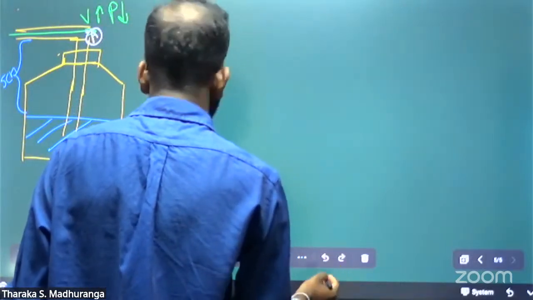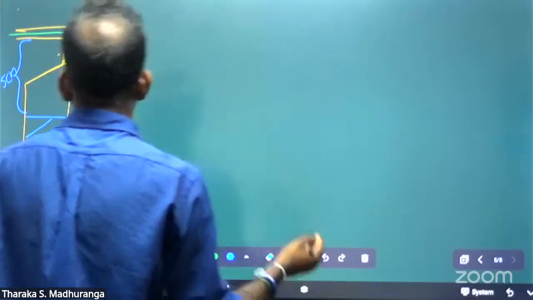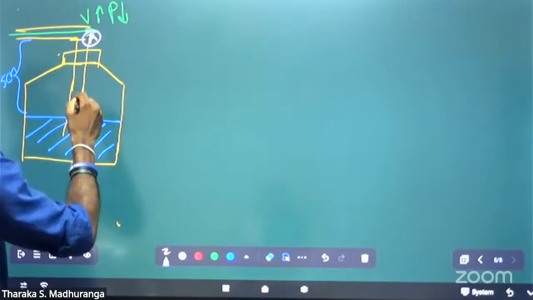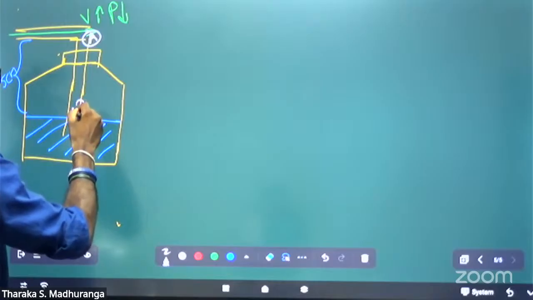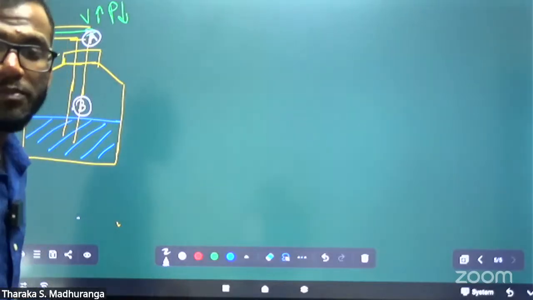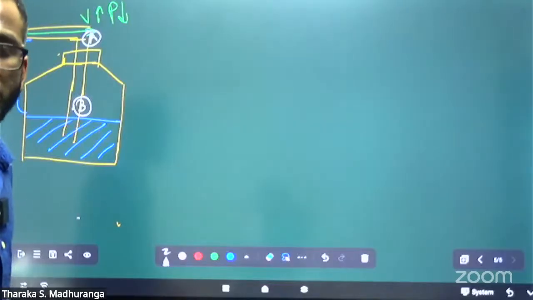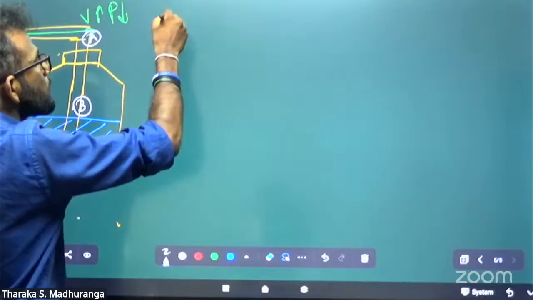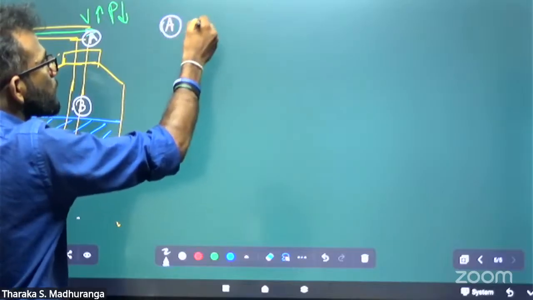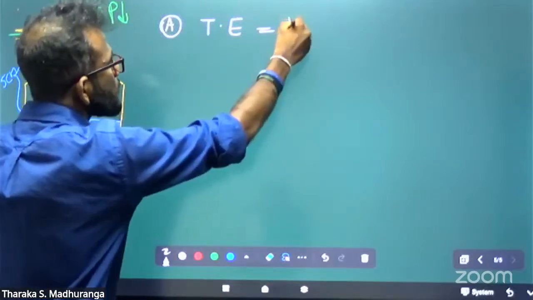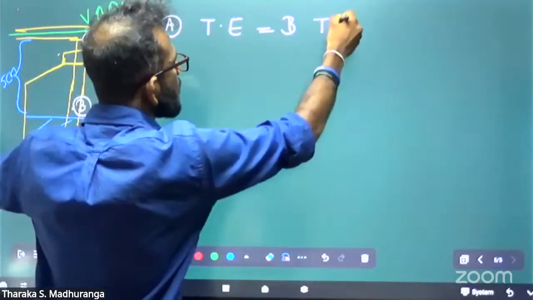This is my A point. A point is this nozzle point. This is my B point. A point and B point. Now I'm going to use Bernoulli's theorem for this spray machine. According to Bernoulli's theorem, as you already know, the A point total energy equals the B point total energy.